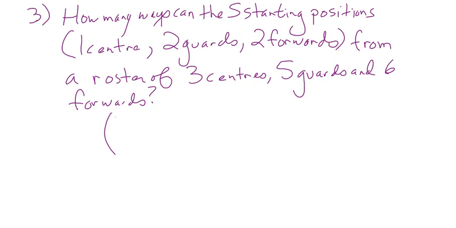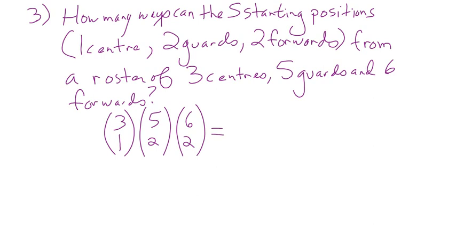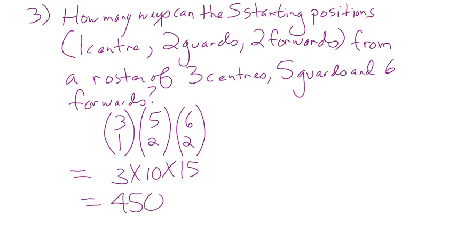Centers, where do I put? 3 and 1. Okay, guards, 5 and 2. Forwards, 6 and 2. Equals. There, let's go down. So 3 choose 1 is 3, 5 choose 2 is 5 times 4 over 2, which is 10. And 6 choose 2 is 6 times 5 over 2, which is 15. So we've got 30 times 15, which is 450. 450 different starting lineups.